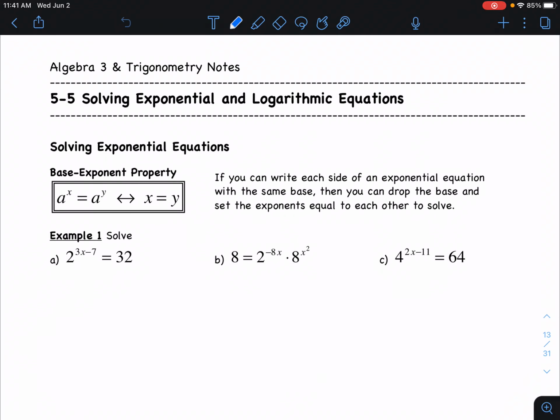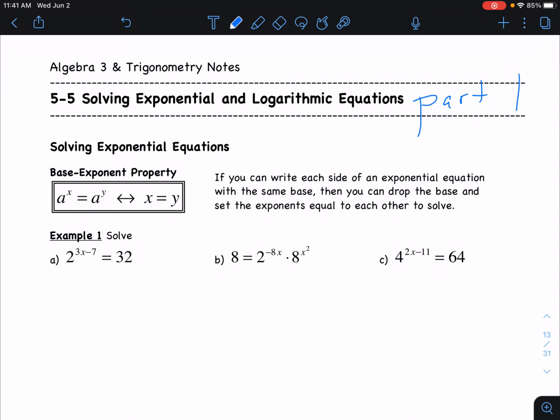Okay, guys, we're going to start section 5.5 today. We're going to split this up into smaller parts, so this will be part 1. In today's lesson, our goal is to solve exponential and logarithmic equations. Now, our goal actually in part 1 is only going to be to solve exponential equations.